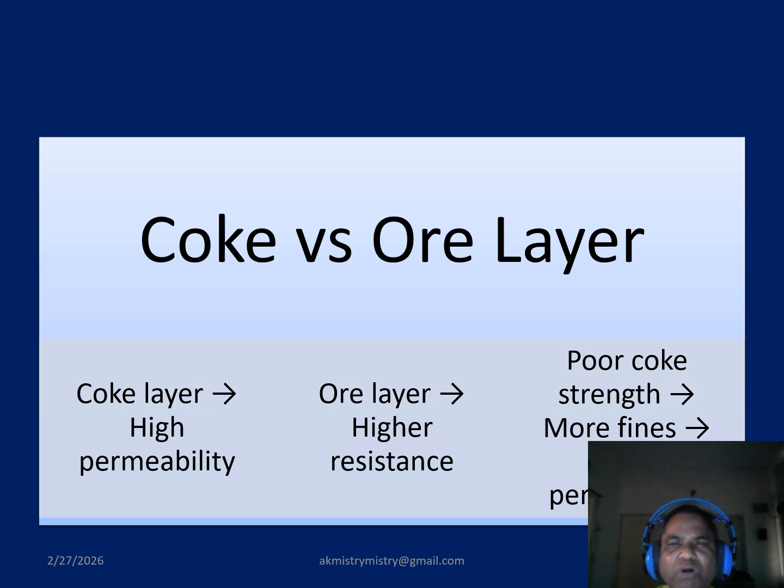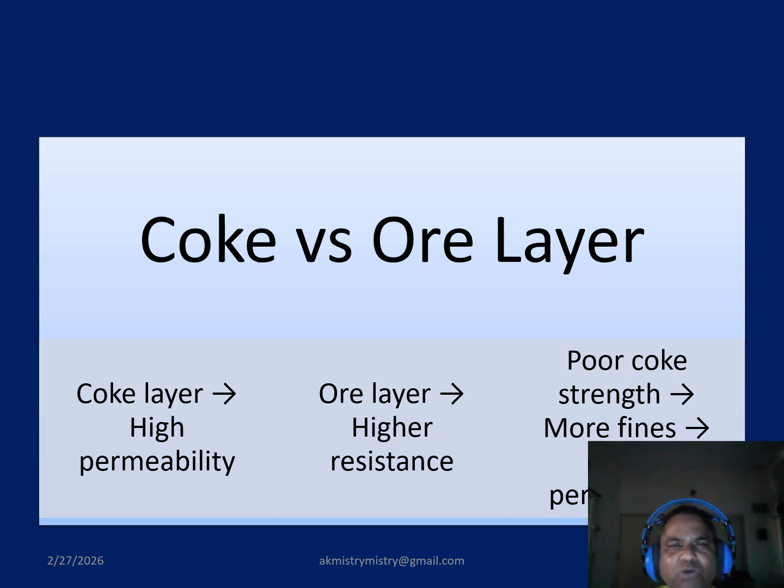Now, the gas flow law states that the pressure drop is inversely proportional to the square of the particle size, and this means if your particle size is cut in half, your delta P increases by 4 times. This is why size control is absolutely critical.